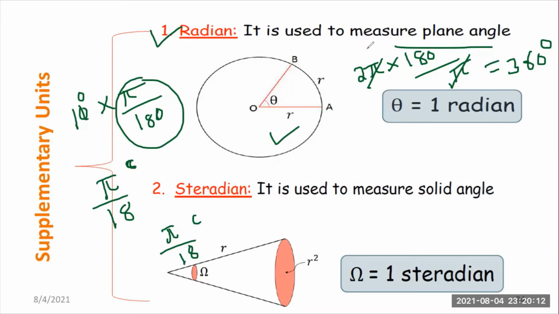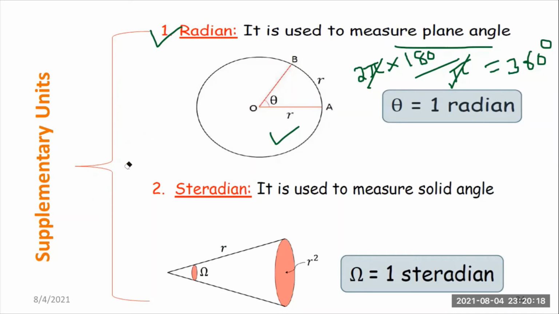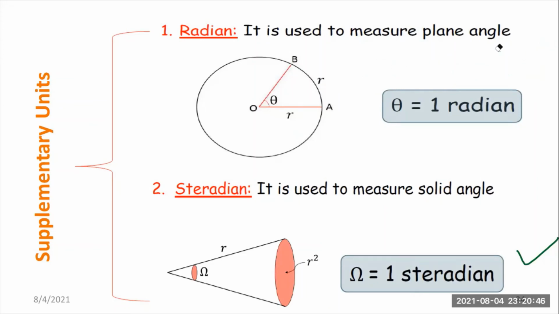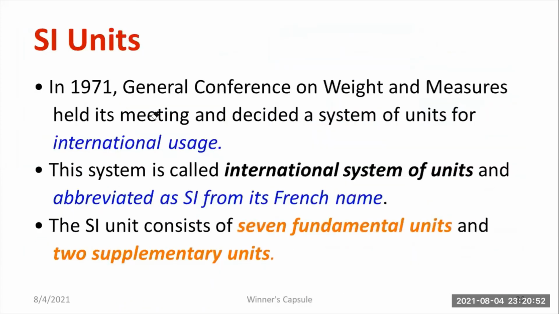Now let me talk about steradian. What is the importance of steradian? These things you will be learning in 11th standard, and at that time you will learn in depth. Steradian is used to measure solid angle, with its main application in the area of mechanical engineering, especially in manufacturing. It is represented by omega. Omega is equal to 1 steradian. The calculations you will be learning in the higher classes. For the time being, understand that there are 2 supplementary units in SI: one is radian, another one is steradian.